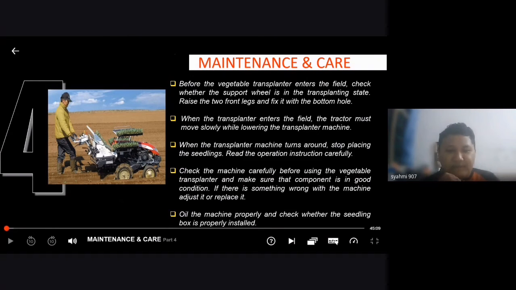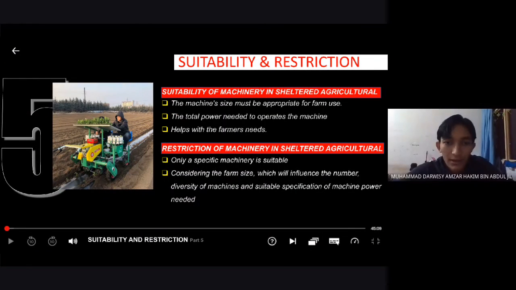Thank you. Now I will talk to you about the suitability of machinery in shelter agriculture. As we know, in shelter agriculture the machine size must be appropriate for the farm use. Sometimes we build a shelter agriculture a bigger size or a smaller size, so we need to consider the type of machine size to use on the farm.